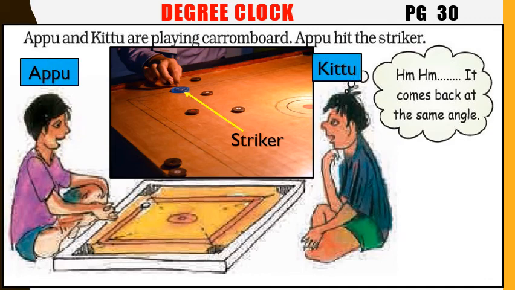Degree clock, page number 30. Children, do you like to play carom board? It's a wonderful game. Here, Appu and Kittu are two boys playing carom board. This is Appu and this is Kittu. Appu hits the striker. Kittu comes to know the top secret, that the striker comes back at the same angle.